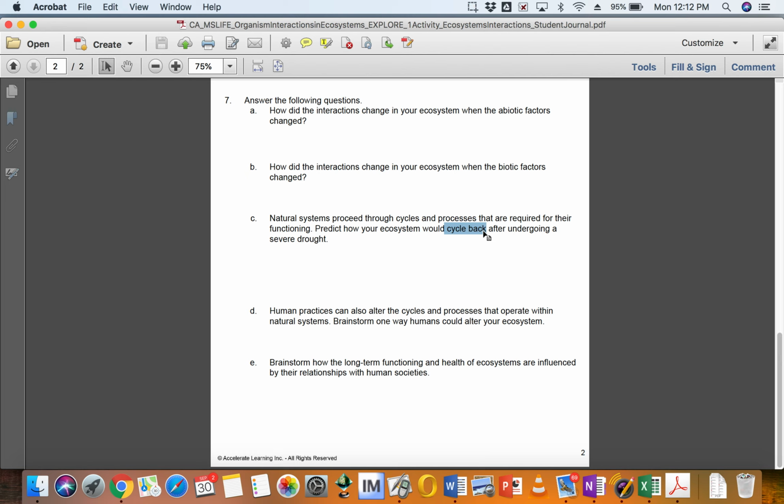Okay, you used to get, I don't know, 20 inches of rainfall in a year. What if you now have 3 inches of rainfall? Is everything going to just die? No, there's still 3 inches of rainfall. So what would it look like after it cycles back a little bit, when it bounces back?